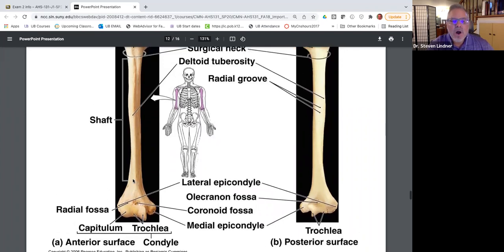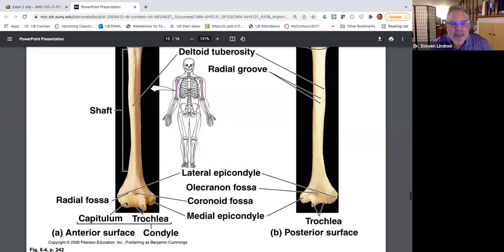Okay. At the distal end, I said that there were two depressions on the anterior surface and one depression on the posterior. They're all fossas. On the lateral side is the radial fossa, and that's because that's a depression for the radius to attach to. And on the medial side is the coronoid fossa. Now, how does it get these names, coronoid fossa and radial fossa?